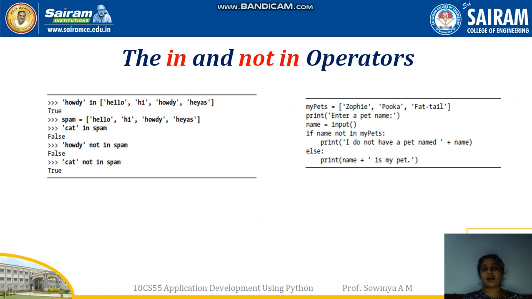Next one is the in and not in operators. So in is a keyword which tells whether a value, for example Howdy, is present in a given list. If I take spam and the value is present, it will give true; if not, it will give false. Here we have spam with hello, hi, howdy and hey. Is cat in spam? Do we have cat in spam? If it is there, it returns true. If not, it returns false.